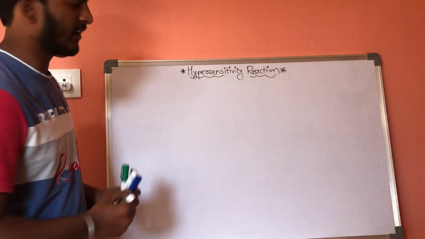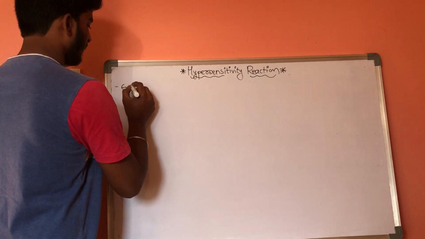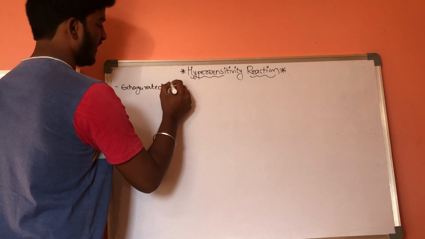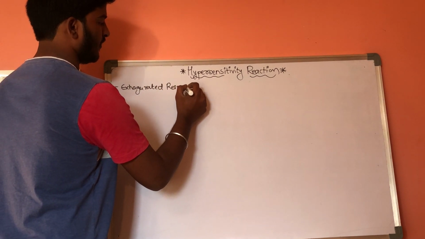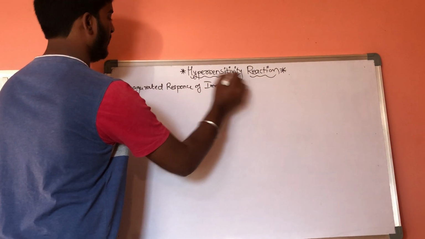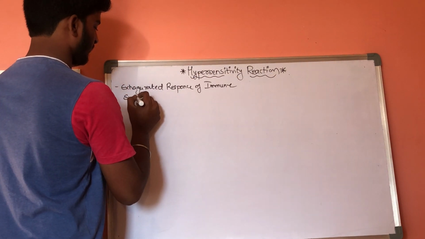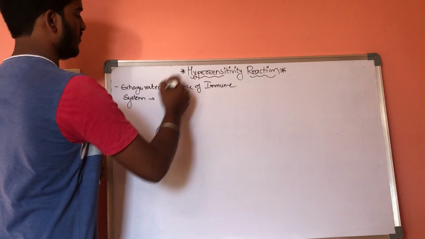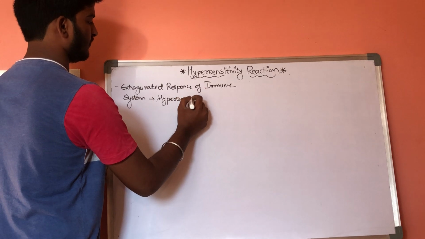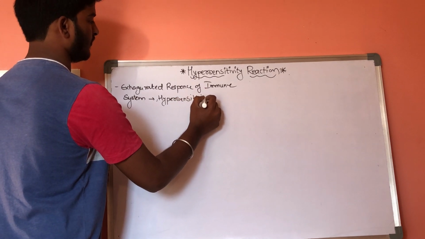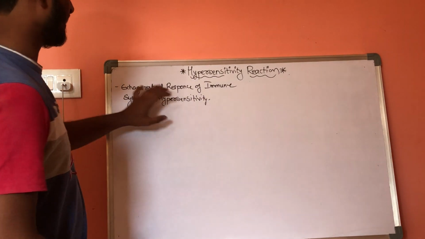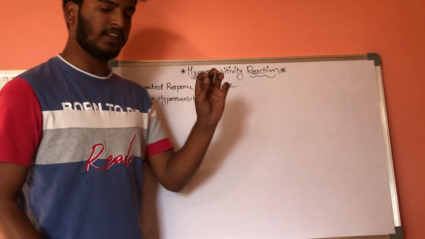called hypersensitivity. That is, the exaggerated response of the immune system is called hypersensitivity. This is the definition from the normal student.